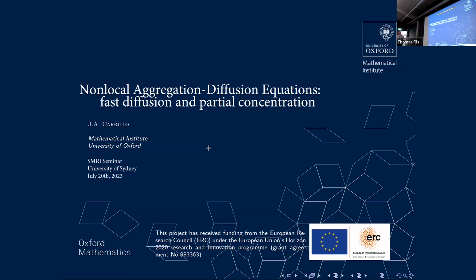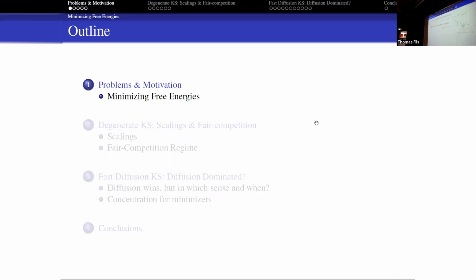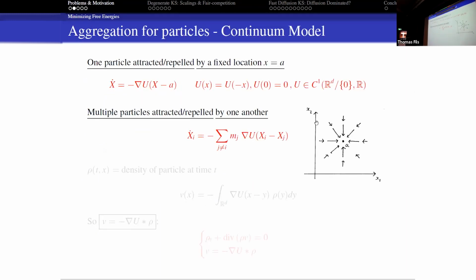Okay, so today I want to give you some overview on some particular aspects of aggregation-diffusion equations. I will not go too much into the details of the proofs, but I will give you at least an idea of why we are interested in that particular second part of the title, fast diffusion and partial concentration. But to get there, let me first motivate the questions and the main issues related to that problem. Let me start by discussing the minimization problem, from where everything comes and all the models are based on.